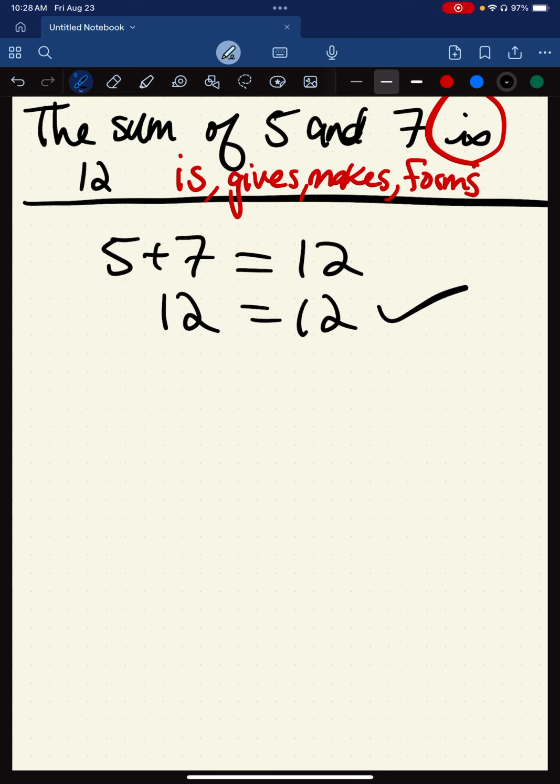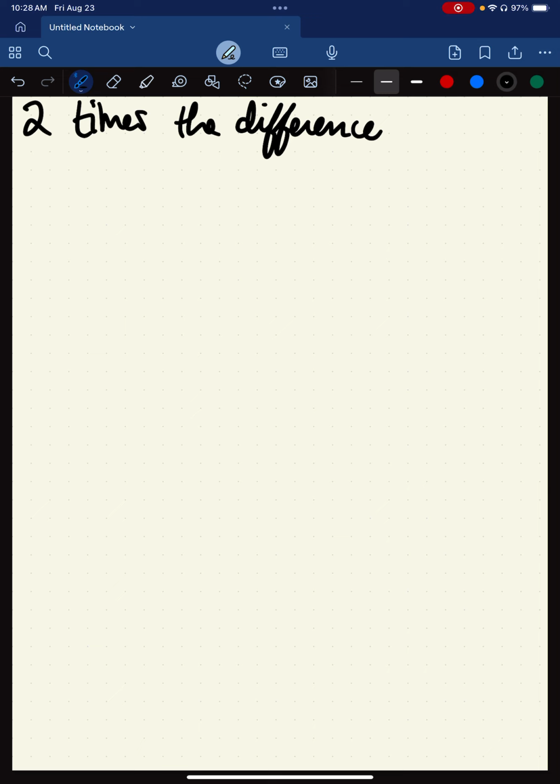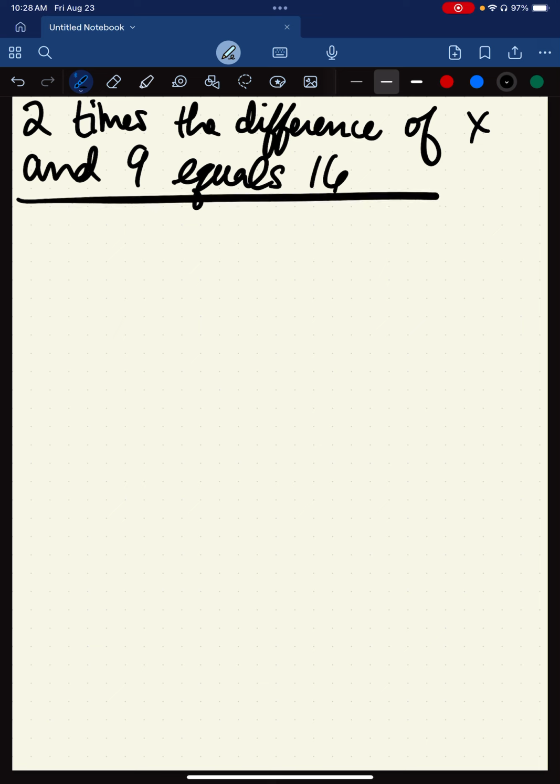So now we're going to work on some examples using what are called word problems to solve equations. So for example, 2 times the difference of x and 9 equals 16. This is a whole lot more of a complicated riddle, if you will.